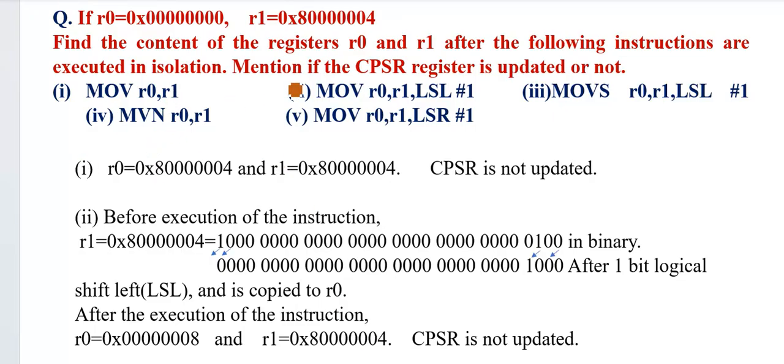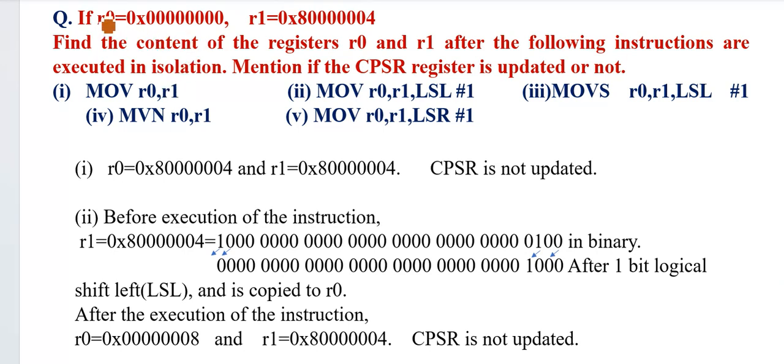MOV R0, R1. What is the syntax? The move instruction syntax is MOV. The first register is the destination and R1 is the source. Suppose I write MOV R1, R2: the content of the source is transferred to the destination. After MOV, whatever register comes first is the destination, and the next is the source. So the instruction MOV R0, R1 means copy the content of R1 into R0. R1 will remain the same. You just copy or move the content of R1 to R0.